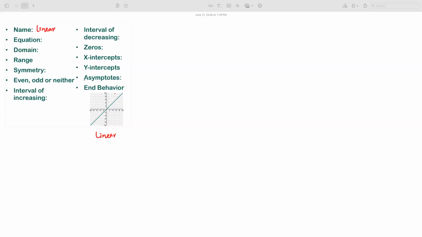What is the equation? Y equals x. Yes, y equal to x. What is the domain of this function? Let's write in interval notation alone, guys, okay?